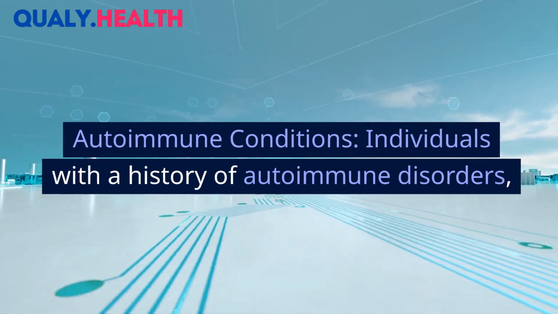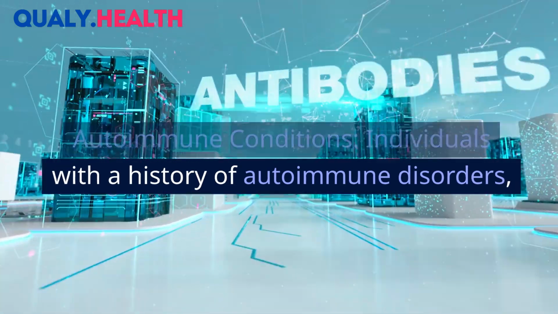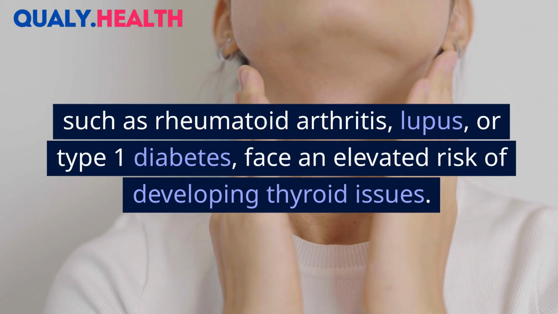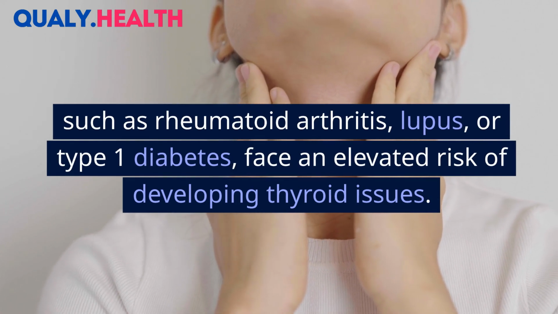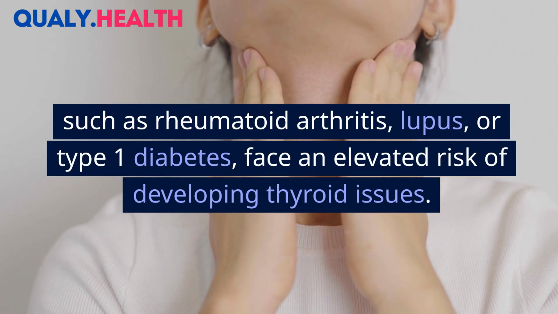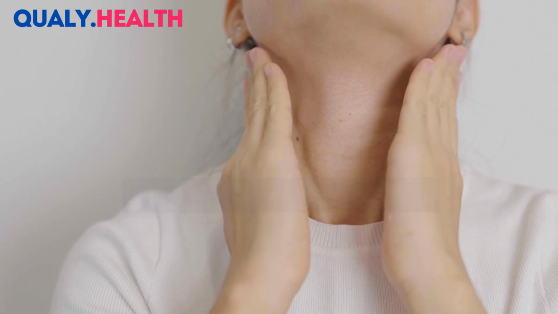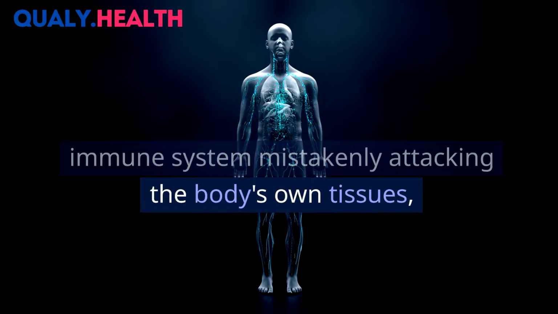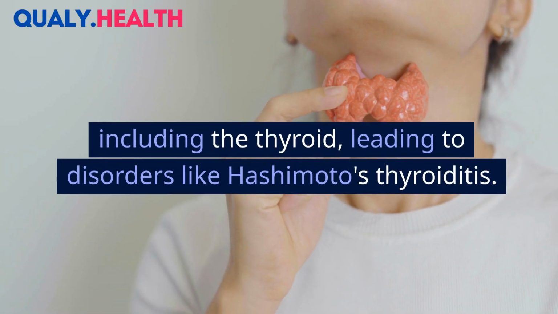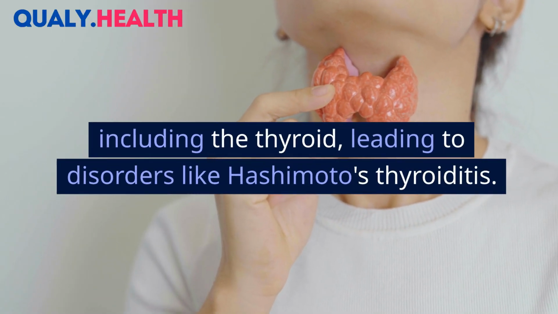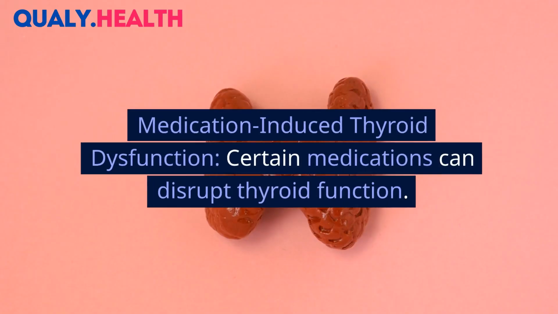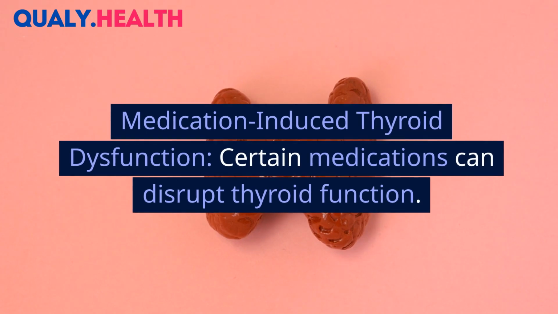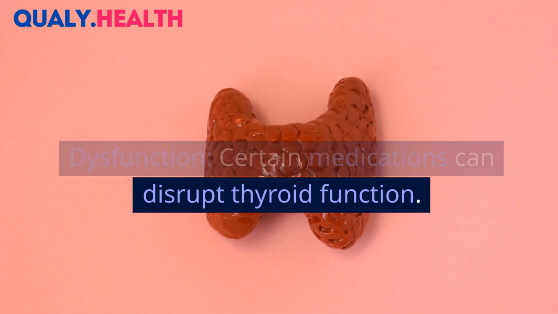Autoimmune conditions. Individuals with a history of autoimmune disorders, such as rheumatoid arthritis, lupus, or type 1 diabetes, face an elevated risk of developing thyroid issues. Autoimmune diseases involve the immune system mistakenly attacking the body's own tissues, including the thyroid, leading to disorders like Hashimoto's thyroiditis.